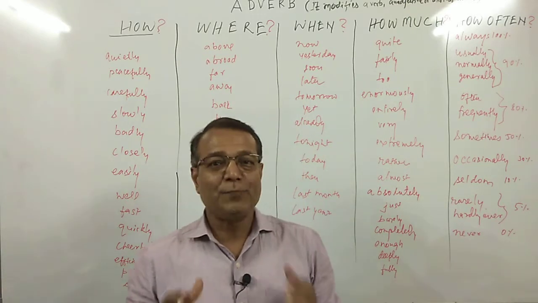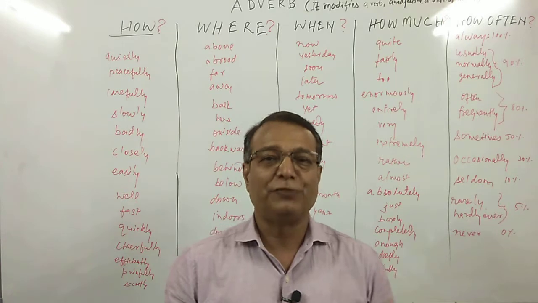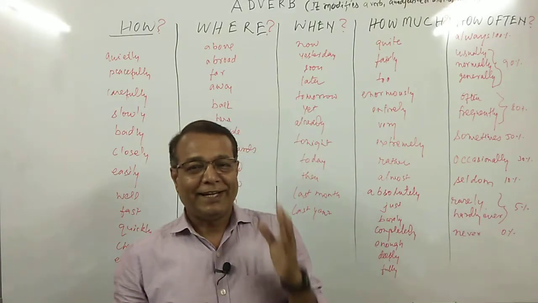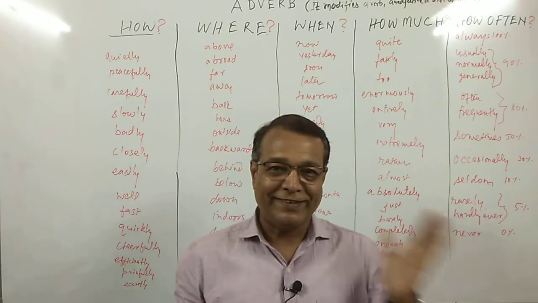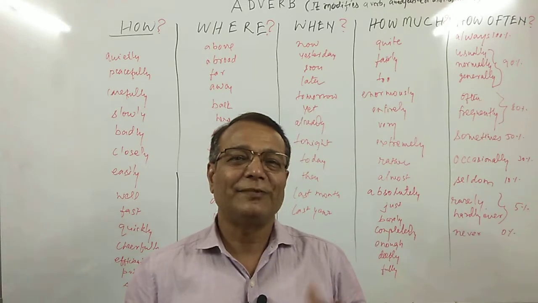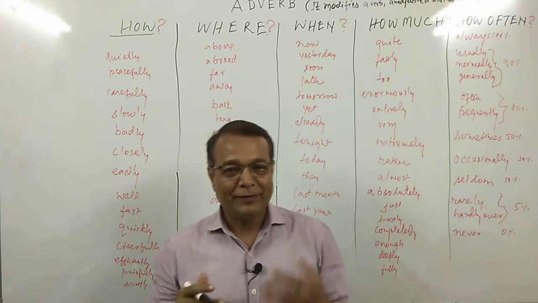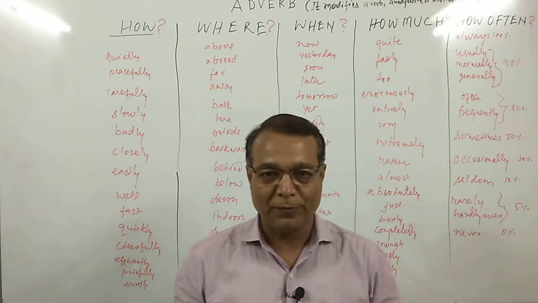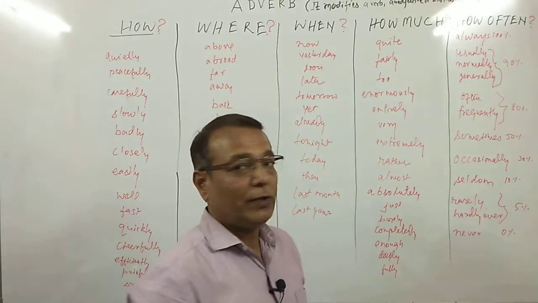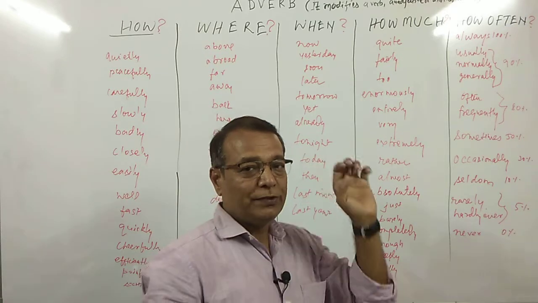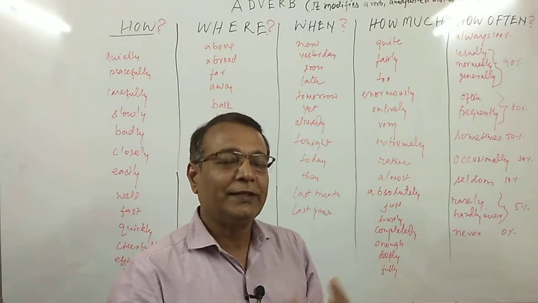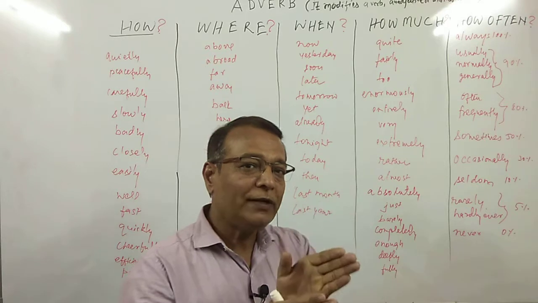Actually, there are 8 parts of speech, right? Noun, pronouns, verbs, adverbs, adjectives, conjunctions, prepositions, and interjection. Adverbs are one of the most important parts of speech. Okay, what I have done, I've just put up question words so that you can understand when and how to use these words.